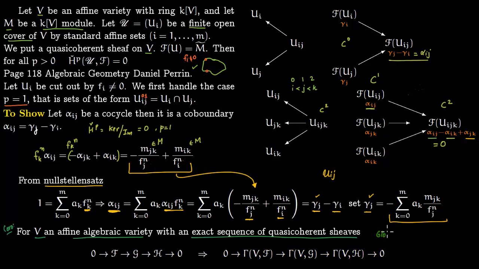In general, these global sections are not exact because starting here, you start putting in H1 of V F, then H1 of V G, H1 of V H. You keep on going, putting cohomology groups here, but we are saying all these cohomology groups are 0 for p greater than 0. So you have exactness of global sections.